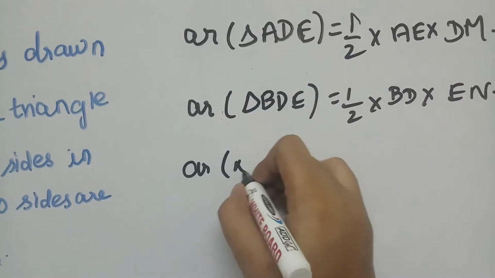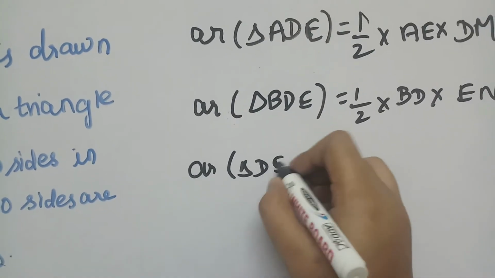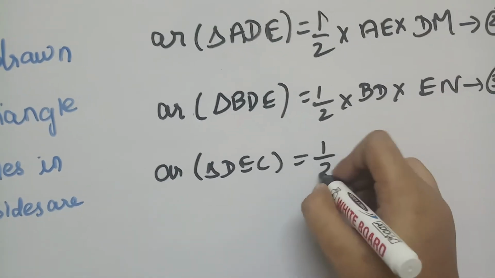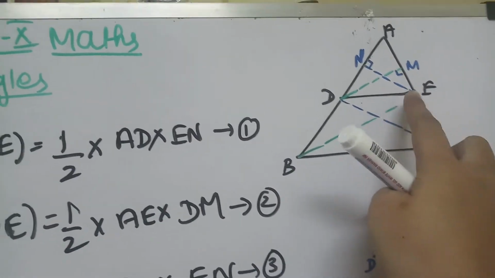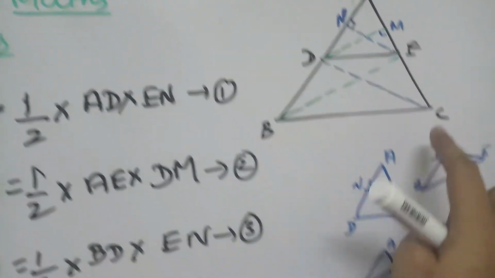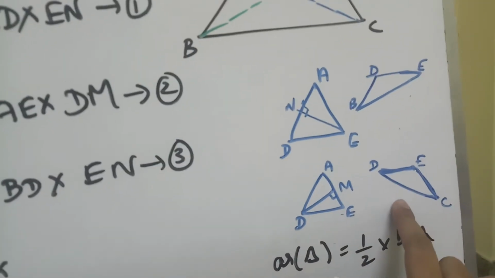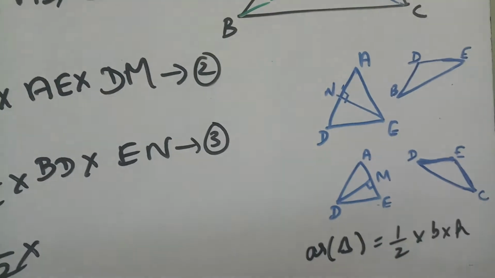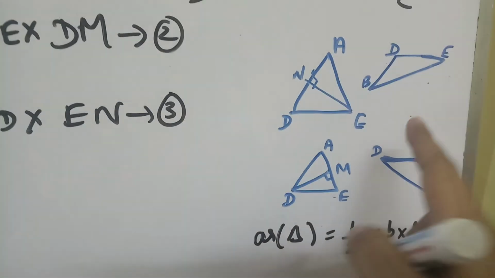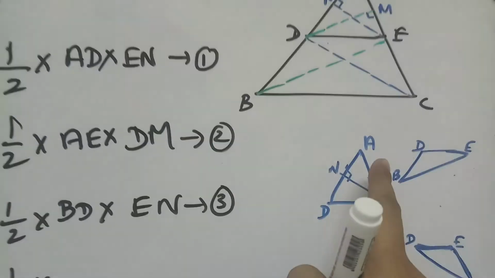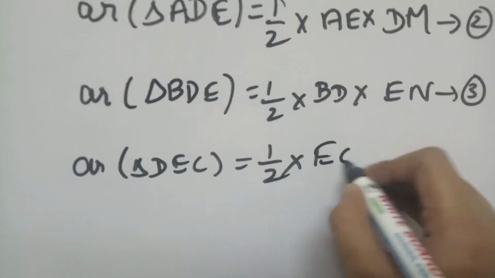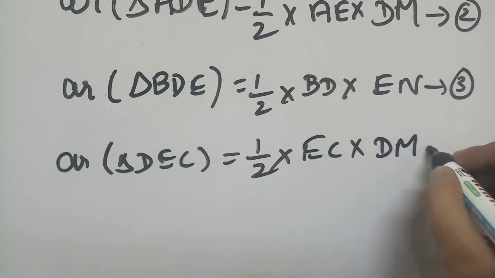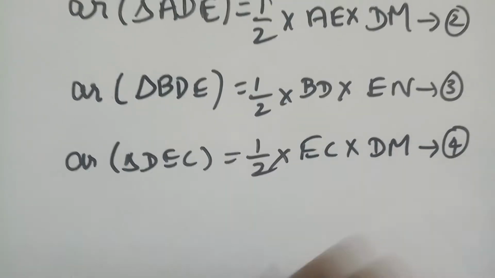Area of triangle, the other one, DEC, half into... DEC and AD have the same base, so we can take this height DM. So I have drawn here the DEC. So the base will be EC and the height will be DM. This is the fourth part.